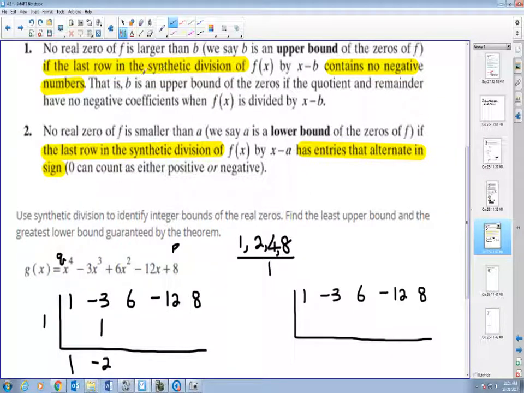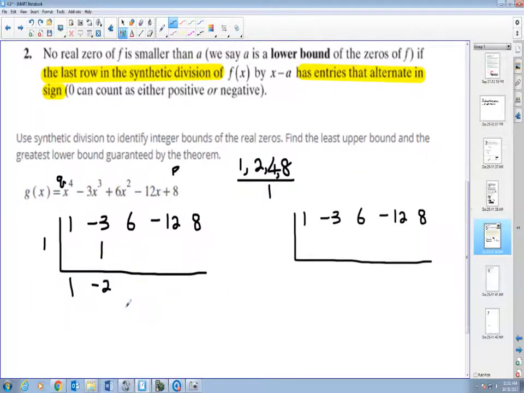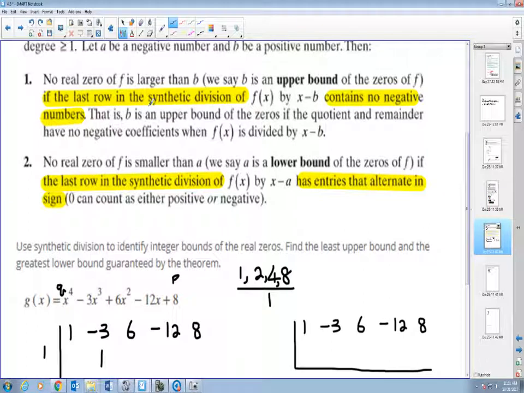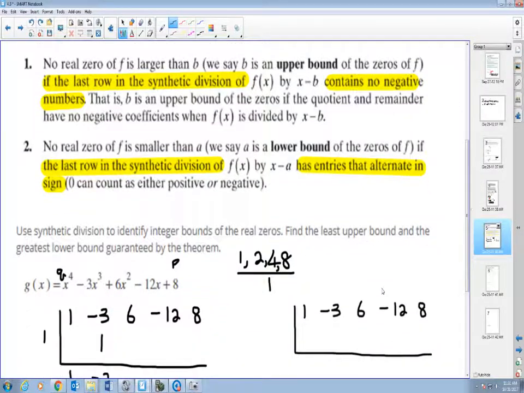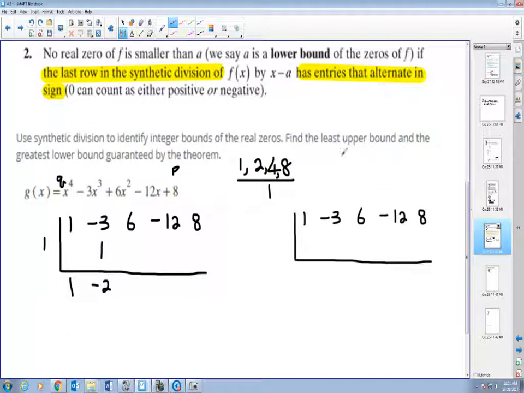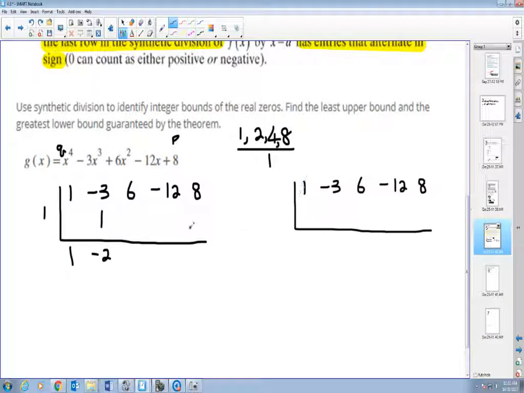if the last row of the synthetic division contains no negative... here's a negative, so 1 doesn't work. It's not my, what's the wording they use? It's not my least upper bound. Least upper bound simply refers to the fact that I can have a bigger number than the smallest one that will do it for me. Alright, let's try with 2.